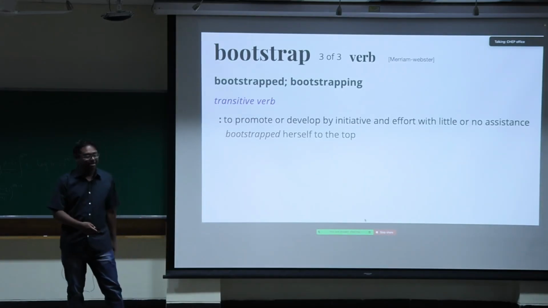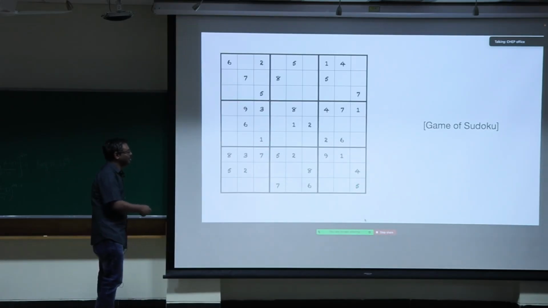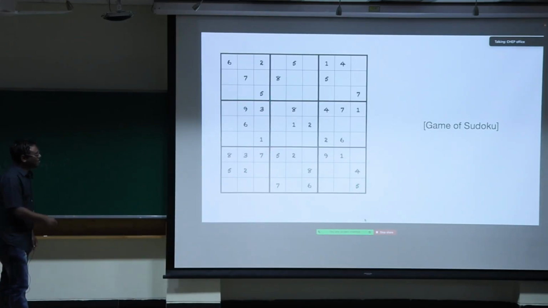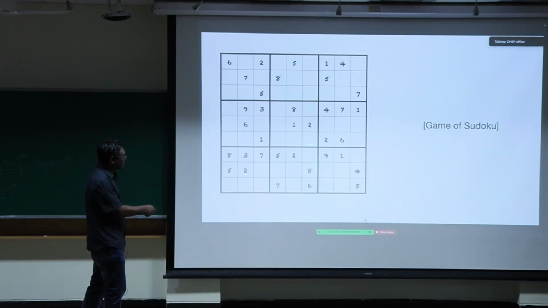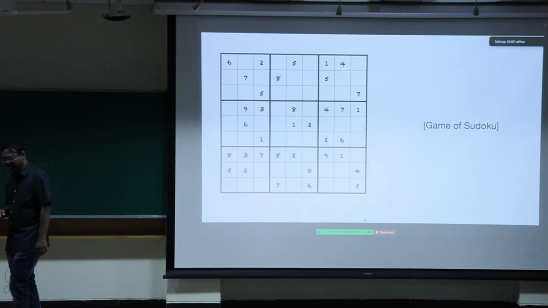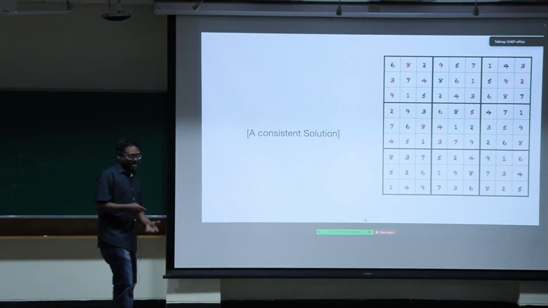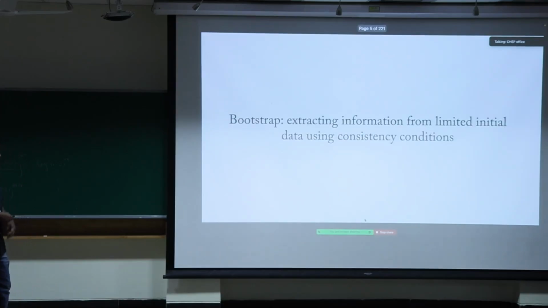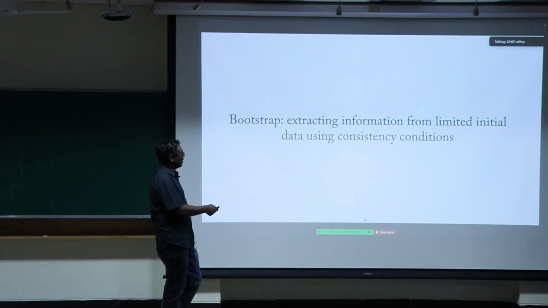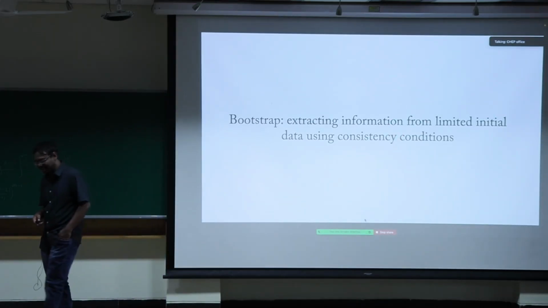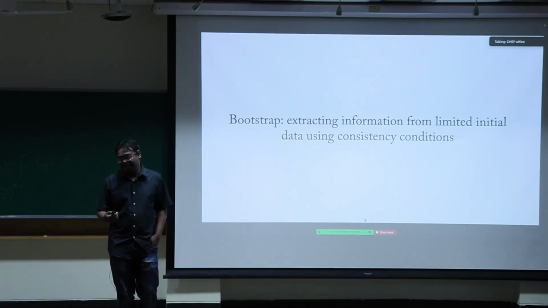An example that I would like to give is the game of Sudoku. We are all familiar with this game. You have a bunch of numbers, you know the rules of the game, and the idea is to fill in the blanks. Once you know the rules of the game, we can figure out what kind of numbers cannot go in these boxes, and by ruling out various possibilities, you finally land up with a consistent solution. So in some sense, bootstrap is this game played in a sophisticated manner. It's basically extracting information from limited initial data using consistency conditions, and this consistency condition in our case will be dictated by nature or the physics.